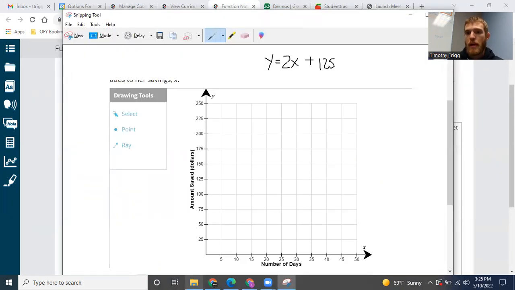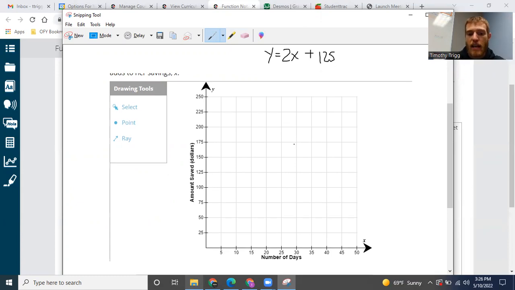Then her growth rate, or in other words, the amount she saves is $2 per day, where X is the number of days and Y is how much she's saved. Notice X is the number of days, that's your independent variable. And the amount saved depends on the number of days. So let's go ahead and graph our equation.